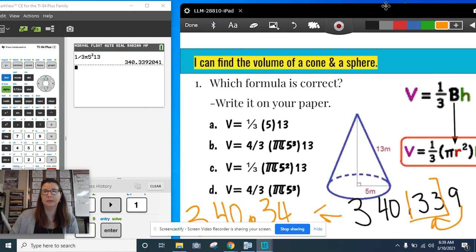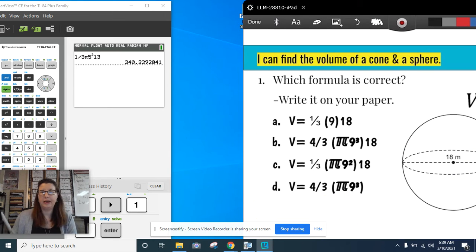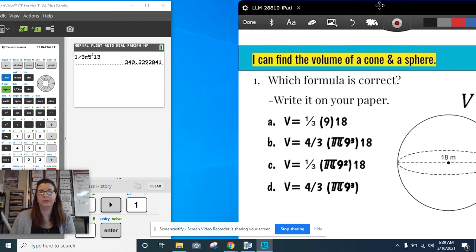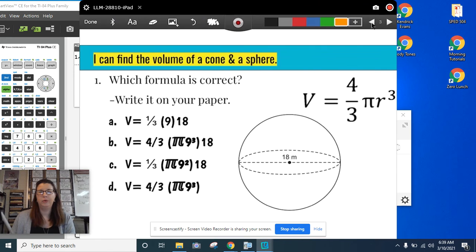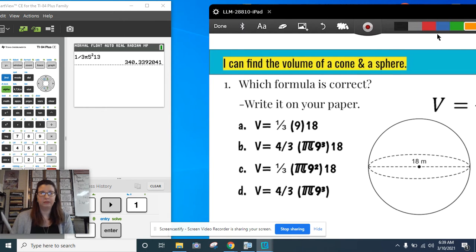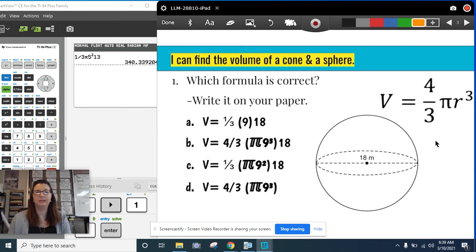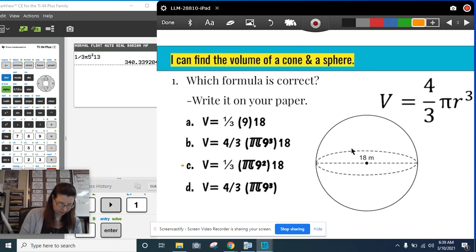Now that my picture's back, I've got one more image we're going to look at. Okay, here I have this picture here. And I want to know which formula belongs with this picture. Okay, so you would look up and determine what shape it is. Is it a cone, a cylinder, or a sphere? It's a sphere. So on my formula chart, it tells me this is the formula for a sphere. So I can automatically cross out 1/3 here and 1/3 here.